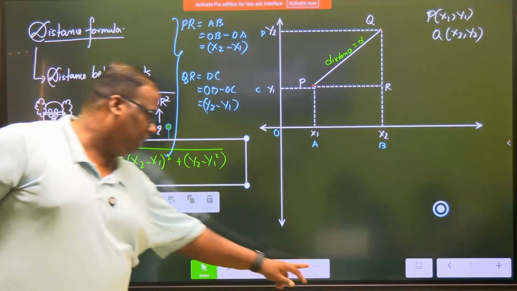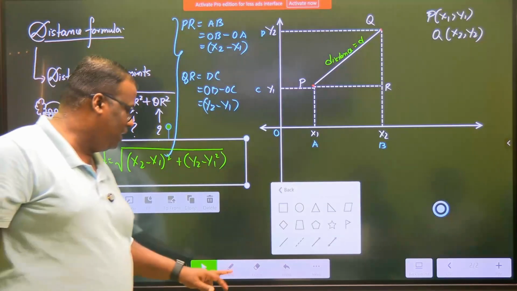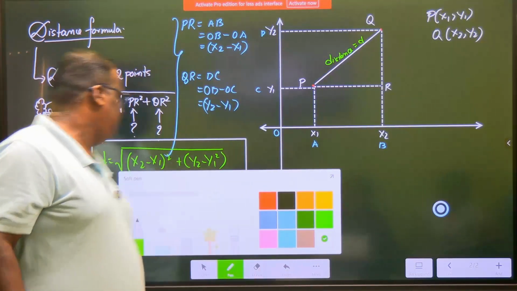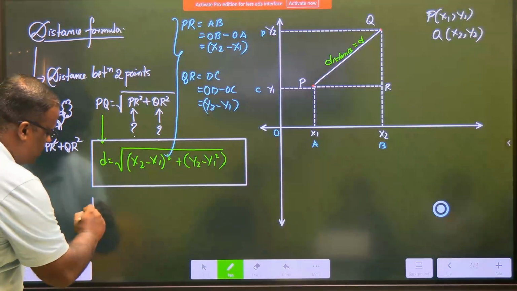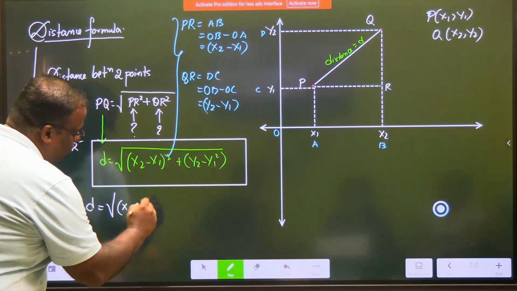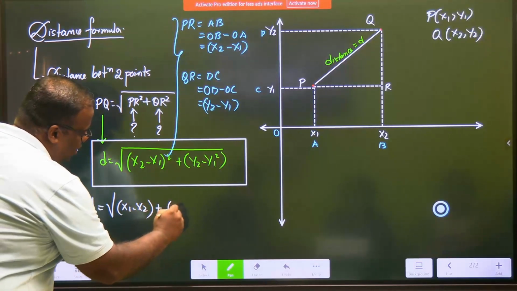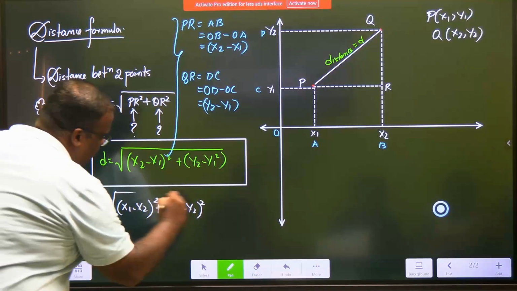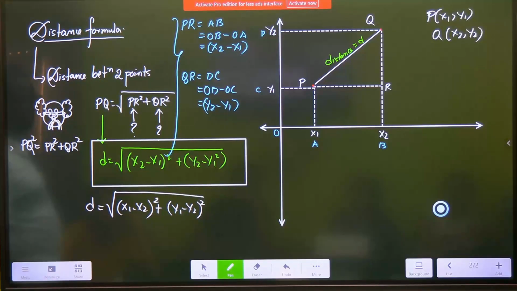Now somebody may tell, wait, after that I'll give you time to write. Somebody may say, sir, I forgot in the exam and I wrote the formula as D is equal to root under x1 minus x2 and y1 minus y2 whole square. Sir, will I get marks? Then I say, you idiot.